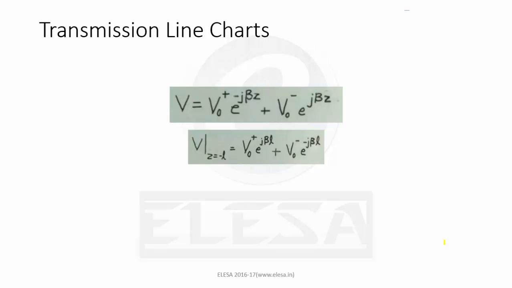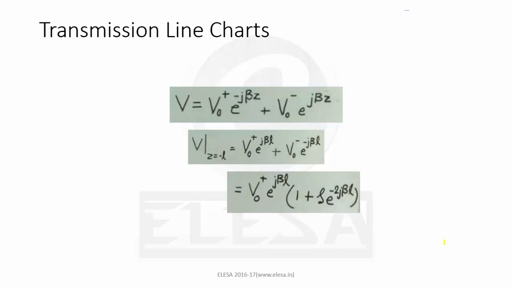Now let us put a condition that we want to find the voltage at a distance of minus L from the load impedance. So substituting the value of z equal to minus L into the equation, we get V naught plus e raised to j beta L plus V naught minus e raised to minus j beta L.